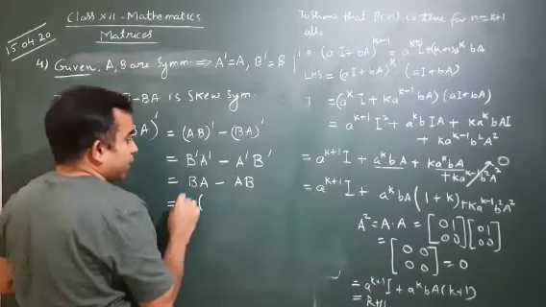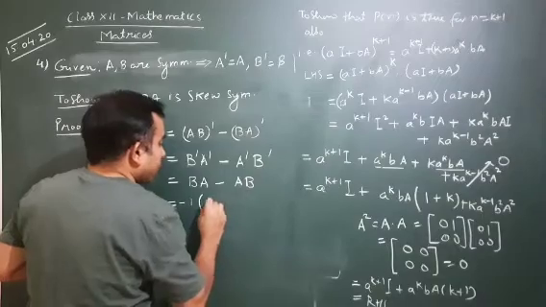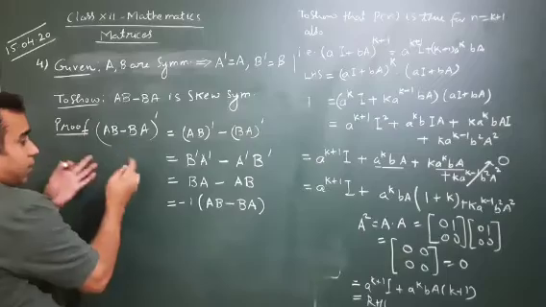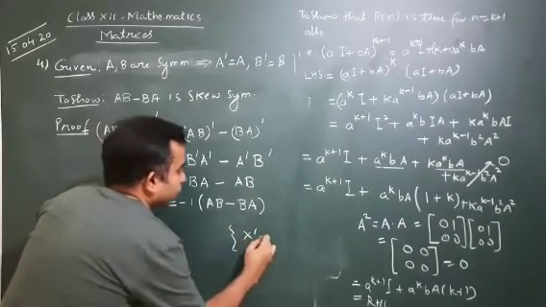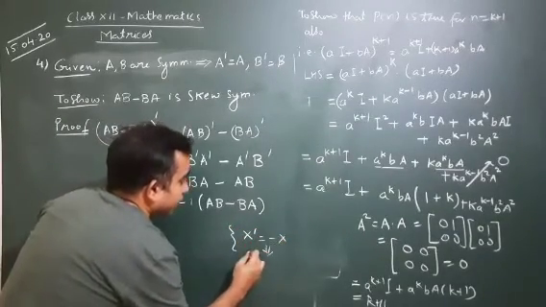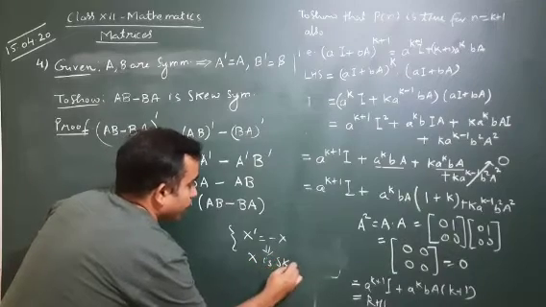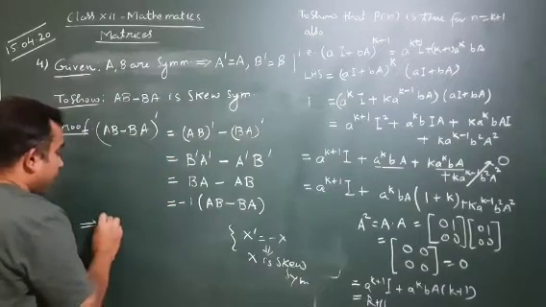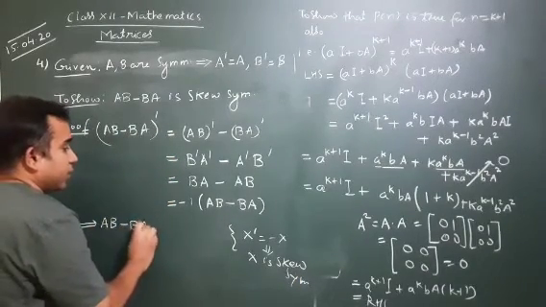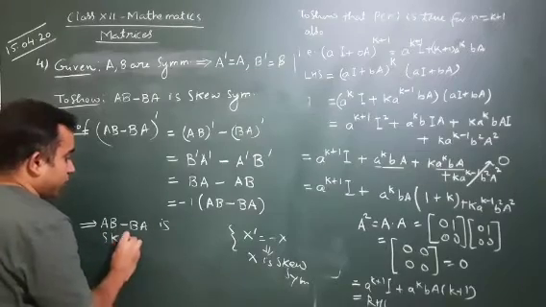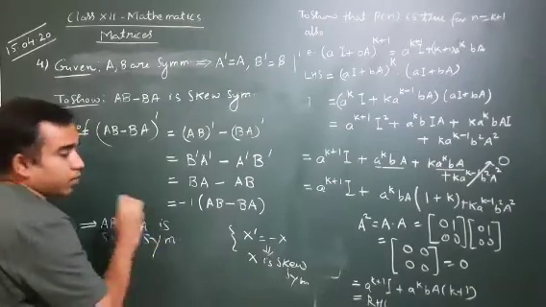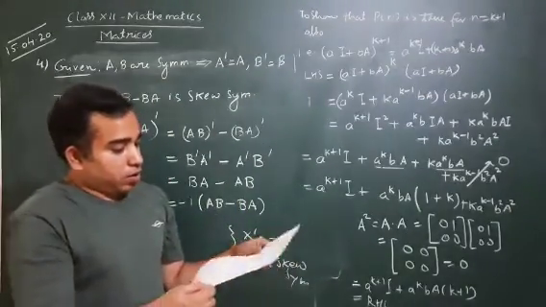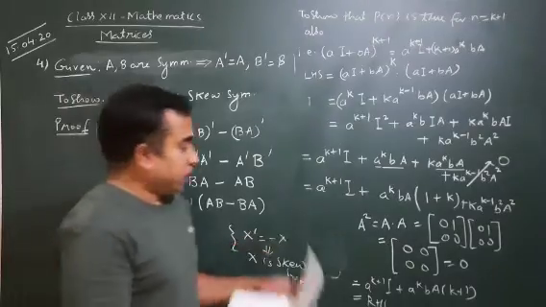This can be written as a scalar multiplication with minus 1 multiplied with AB minus BA. And now here it is the pattern, X dash is equal to minus X, means X is skew symmetric. So this means that AB minus BA is skew symmetric. Right. So this was the easy proof. Let us see the next one, fifth question.